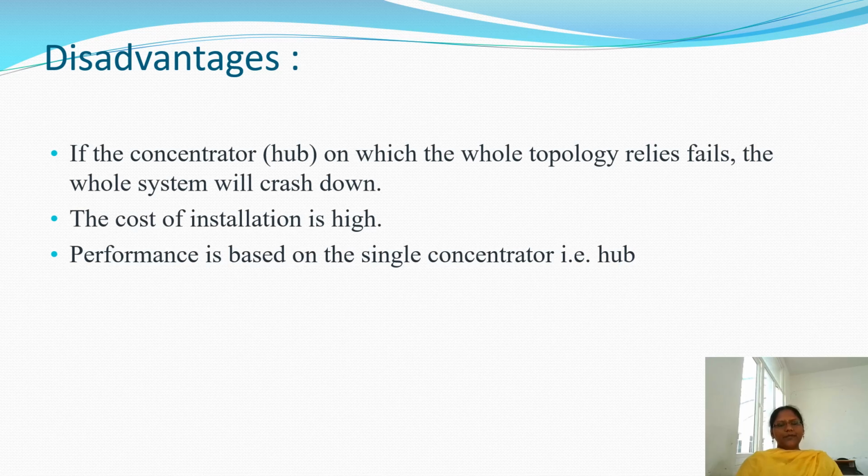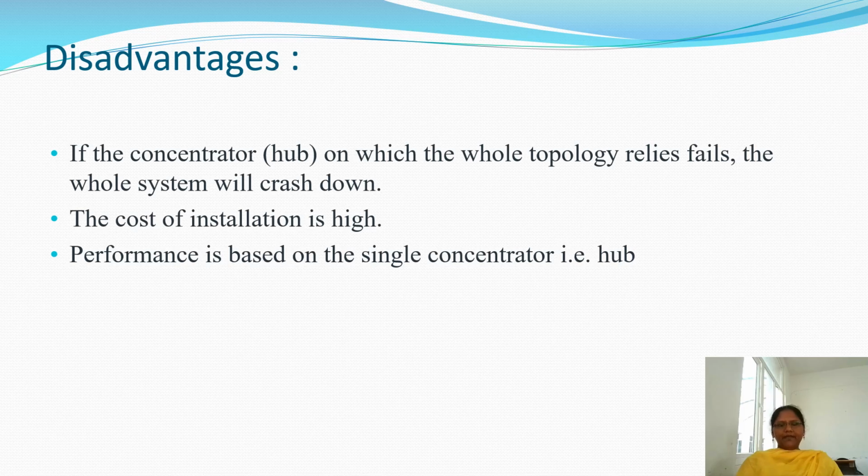In star topology, we have some disadvantages as well. As I already told, all the systems will be connected only via the central device known as the hub. The entire topology relies on a single central device, the hub. If the hub fails, the entire system will collapse. So this is the main disadvantage of star topology.